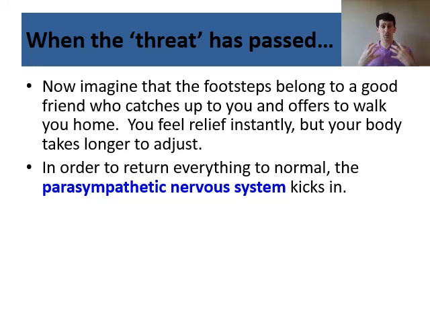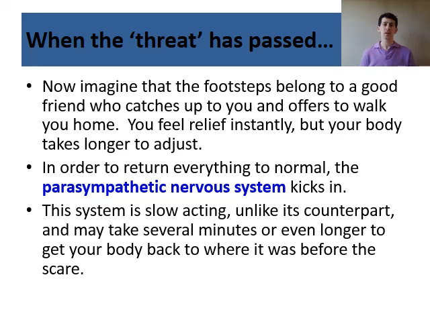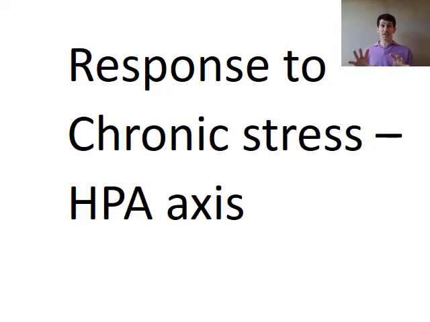And in order for our body to return to normal, that's when the parasympathetic nervous system kicks in. Okay, it brings all those bodily systems back to normal. And this is quite slow acting. The sympathetic nervous system is really quick, it increases your heart rate really fast. But the parasympathetic nervous system takes a little bit longer, several minutes, even more time, to get it back to a normal state. So, like I said, our body responds completely differently to different types of stress.